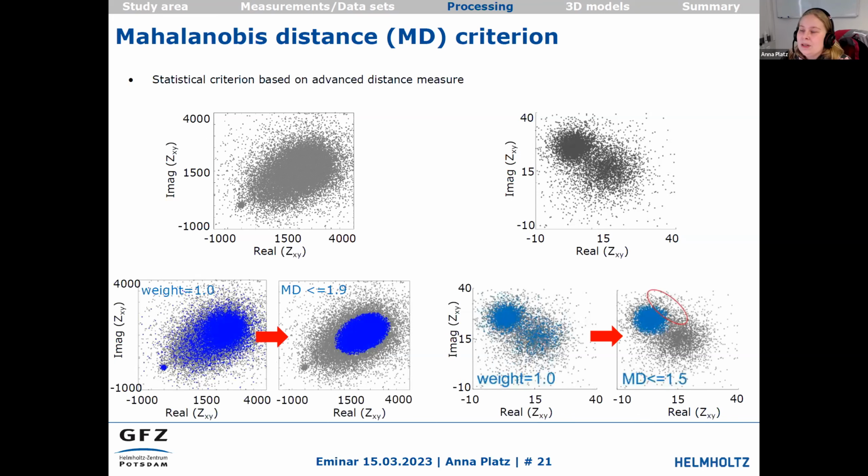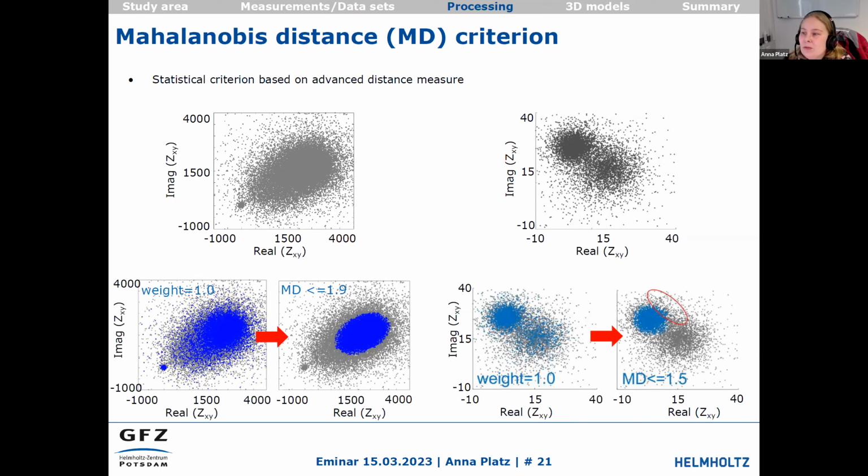The idea of a Mahalanobis distance criterion, which I developed, is to remove outliers like shown here, but also to remove complete noise distributions under some circumstances. And this is a little bit explained here on these figures below.